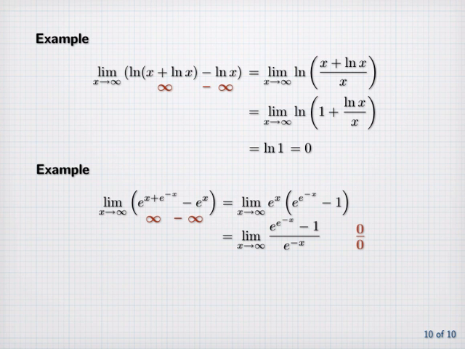Now we can apply L'Hopital's rule. The derivative of the denominator is just minus e to the minus x, and the derivative of the numerator is going to be e to the minus x times the derivative of e to the minus x, which is minus e to the minus x. And so we have cancellation here, which tells us that this is the limit as x goes to infinity of e to the minus x. And as x goes to infinity, e to the minus x approaches 0, so this is going to approach e to the 0, which is 1.